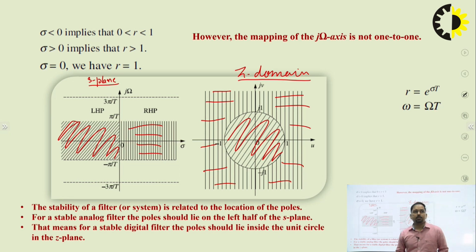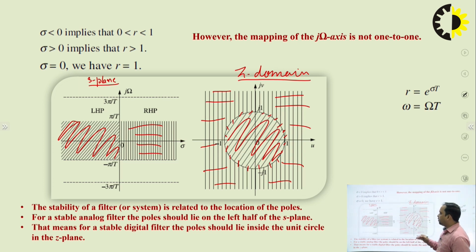Also, if sigma equals 0, then e raised to power 0 is nothing but 1. So R equals 1, which shows the radius is equal to 1. This entire j omega axis will be mapped onto the unit circle. So the entire range of frequencies in the analog domain, from minus infinity to infinity, is mapped onto the unit circle in the Z domain. This is a very, very important property.